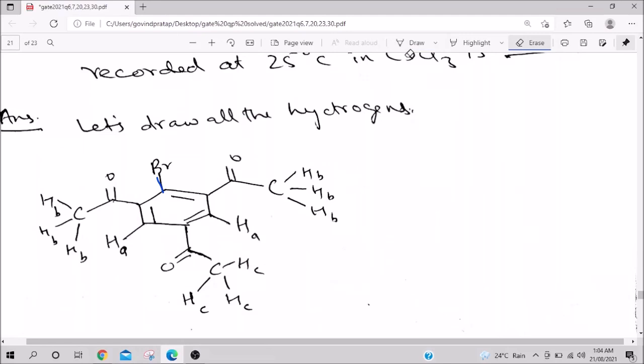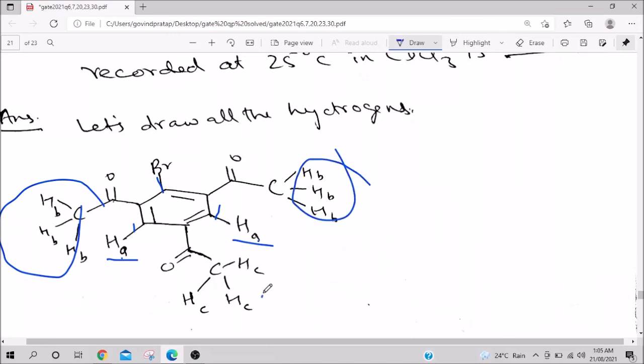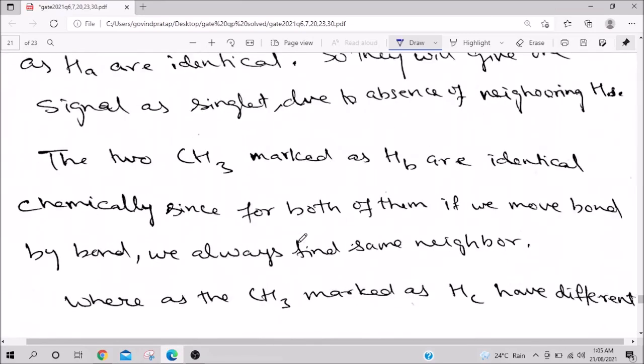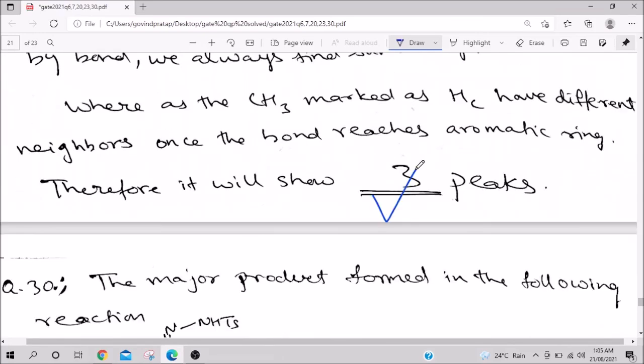First, all the hydrogens. I have drawn the hydrogens on the benzene. These both hydrogens are the same. You can see the neighbors of this are exactly the same as the neighbors of this. So these two are the same. So it is HA. Similarly, these two are HB, because these two are identical and these three are different. So we are having 3. So it will show 3 peaks.